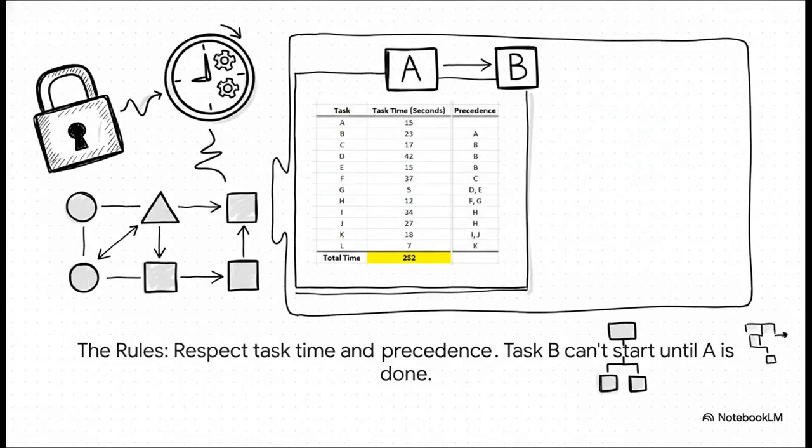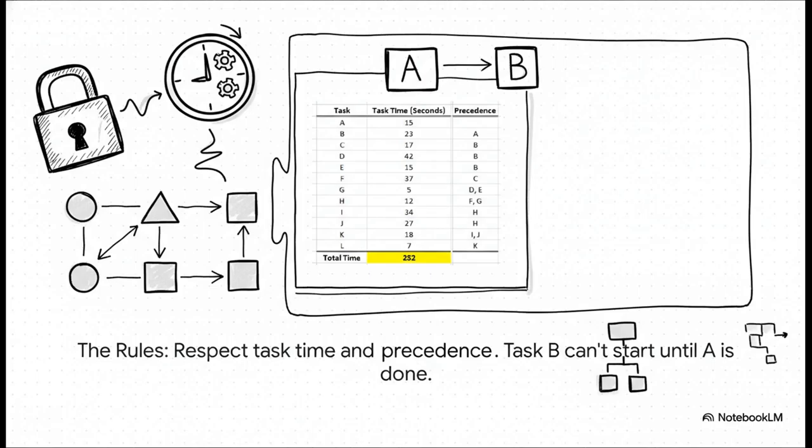Every good puzzle has rules, and ours are simple, but they are strict. Rule number 1. The total time for tasks at any one station cannot go over our takt time of 57.6 seconds. Rule number 2, we have to obey precedence. For example, task B cannot start until task A is finished.